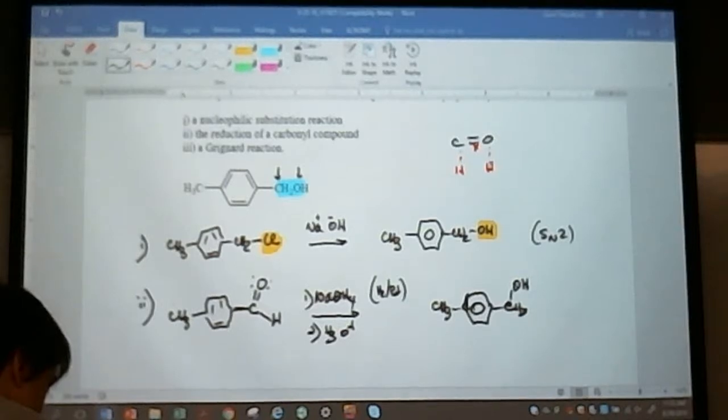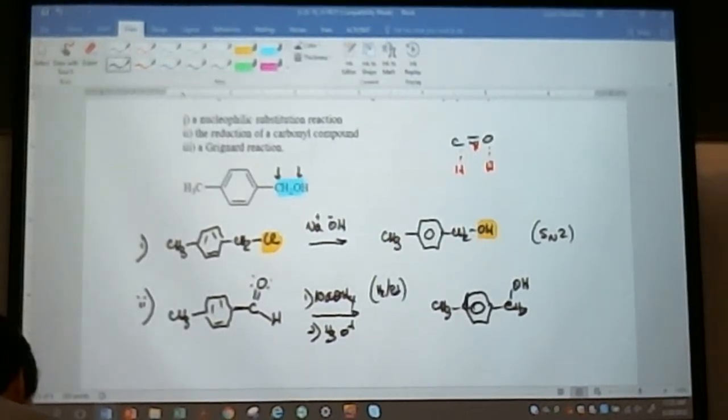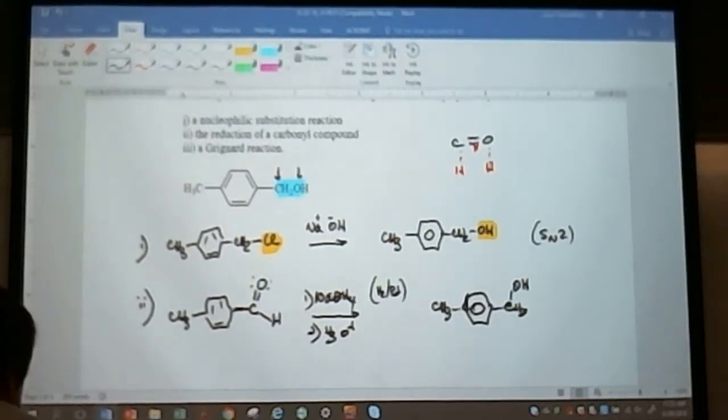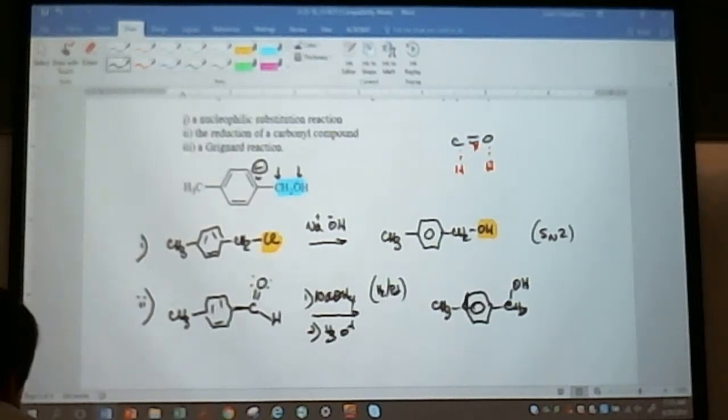Lastly, I need a Grignard. A Grignard is a nucleophilic carbon that attacks a carbonyl to make that carbon-carbon bond and then OH. So we're still going to have the carbonyl here. This is going to be the nucleophilic carbon that attacks this carbon-oxygen double bond to make this bond. Alright? So this portion is going to be the Grignard that attacks the aldehyde, formaldehyde, to make this bond.